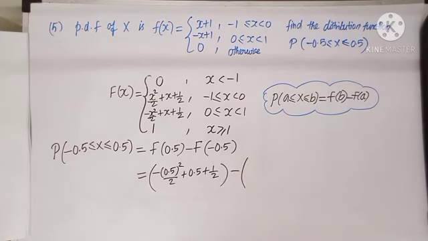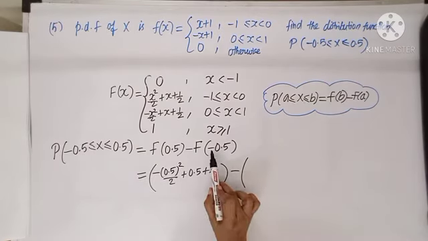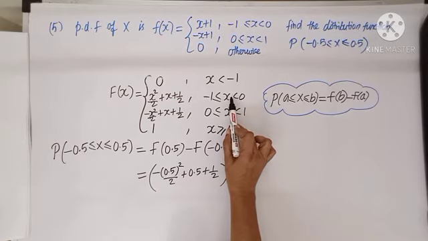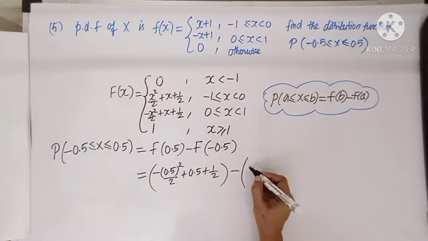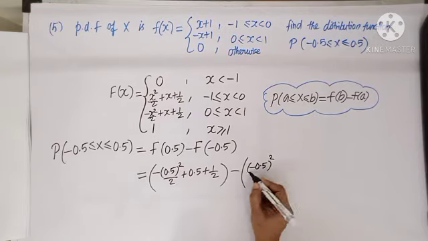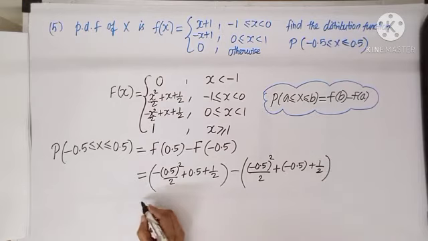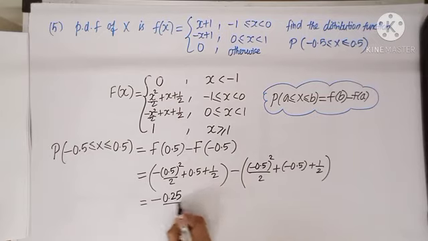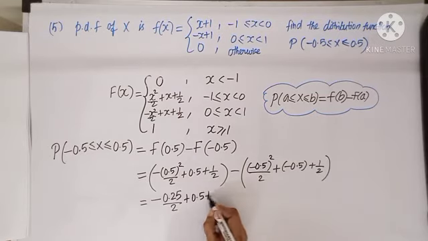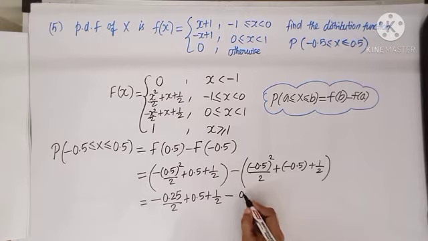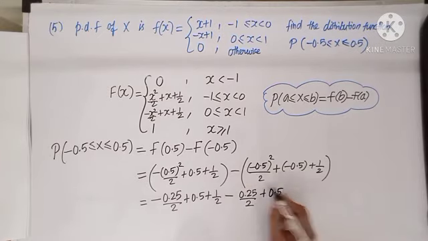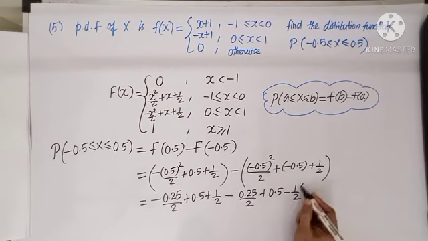Minus. Where is minus 0.5 falling? Minus 0.5 will be here. So, substitute in this: minus 0.5 the whole squared by 2 plus minus 0.5 plus 1 by 2. As we simplify the answer, minus 0.25 by 2 plus 0.5 plus 1 by 2 minus 0.25 by 2, minus into minus plus 0.5, minus into half, minus half. Plus half minus half is getting cancelled.